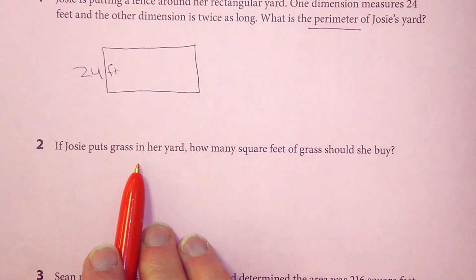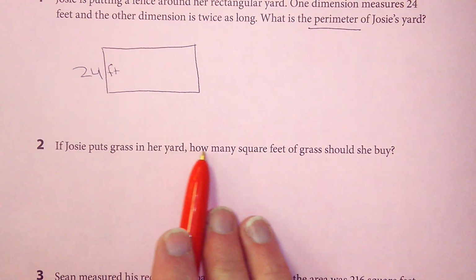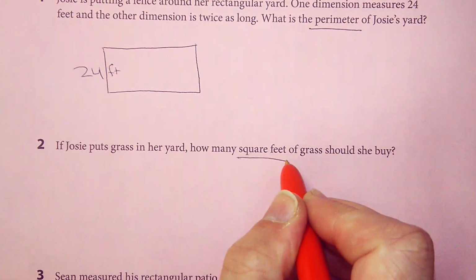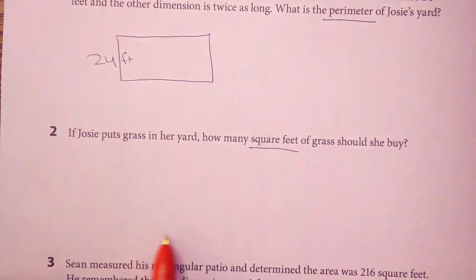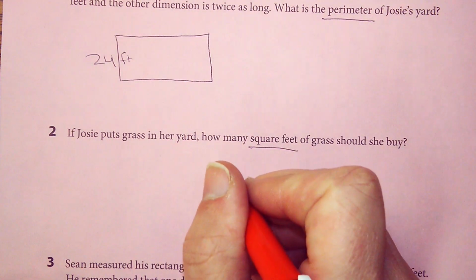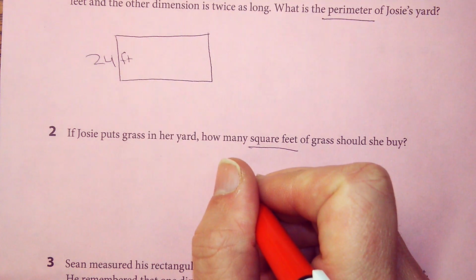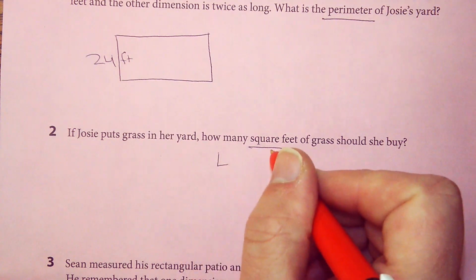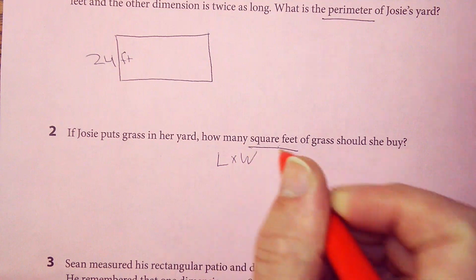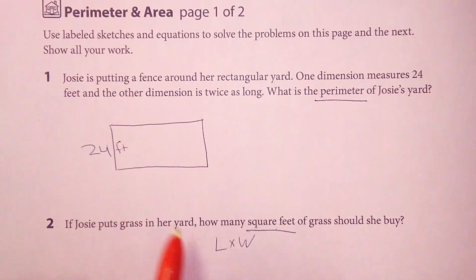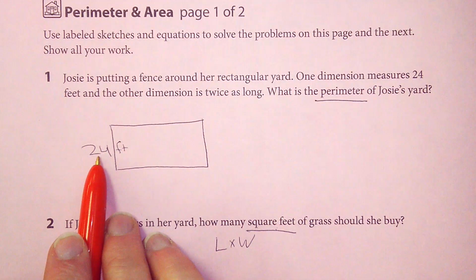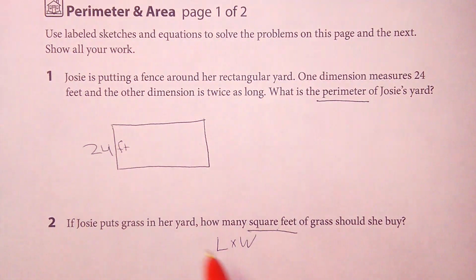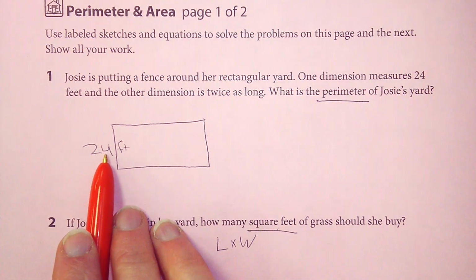Now here's going to be one of our challenges. If Josie puts grass in her yard, how many square feet of grass should she buy? And they give you a lot of area here to work with, but what I want you to think of is if you want to figure out the area, which is square feet, that's length times width. So whatever you find to be here is all the information you need to find your area. So we said to double 24.